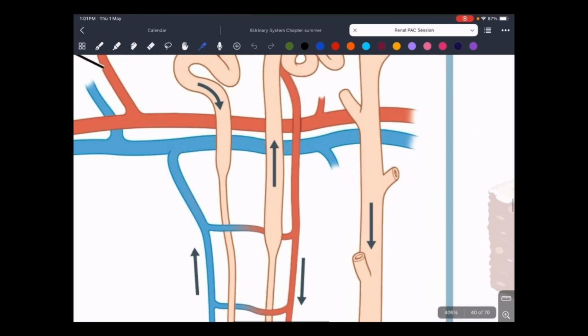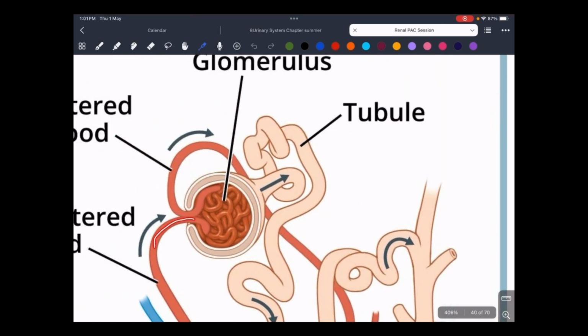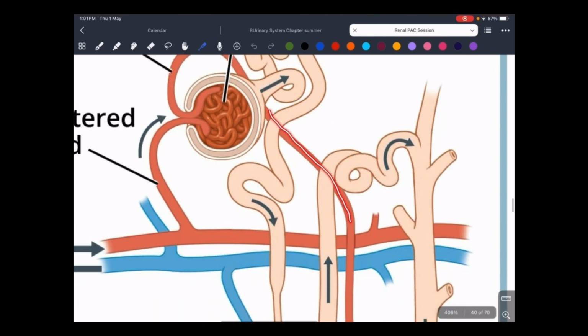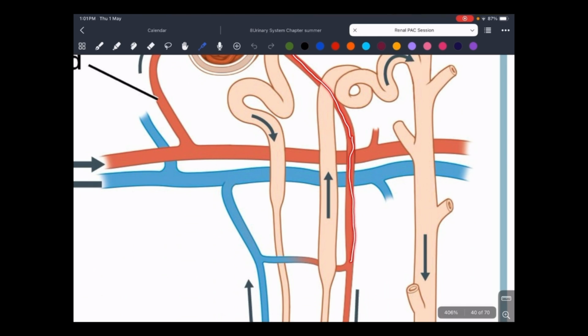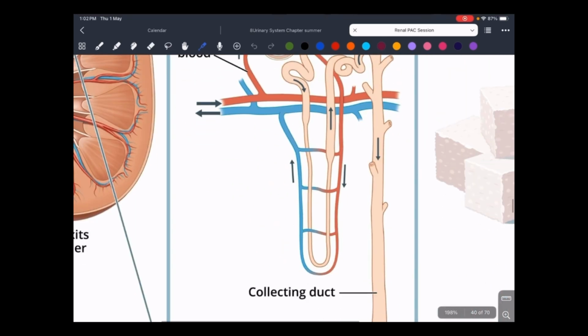So let's go here, right? Again, unfiltered blood goes in here. Filtrate gets filtered into the Bowman's capsule and goes into the rest of the tubules. And then the filtered blood, right, goes into these peritubular capillaries. You see, we can follow it all the way here. And whatever is left here that we don't want gets secreted into these tubules or into the loop of Henle.